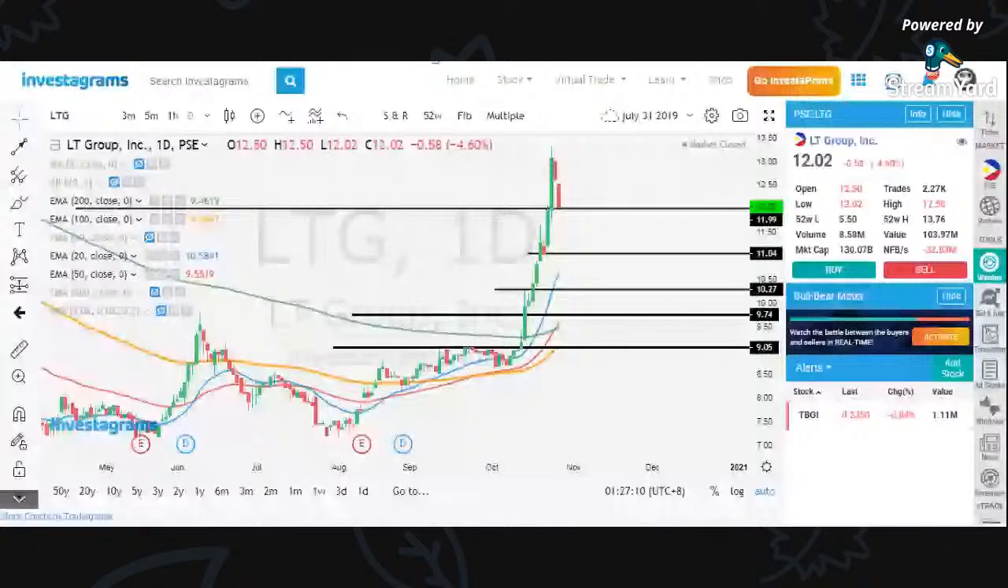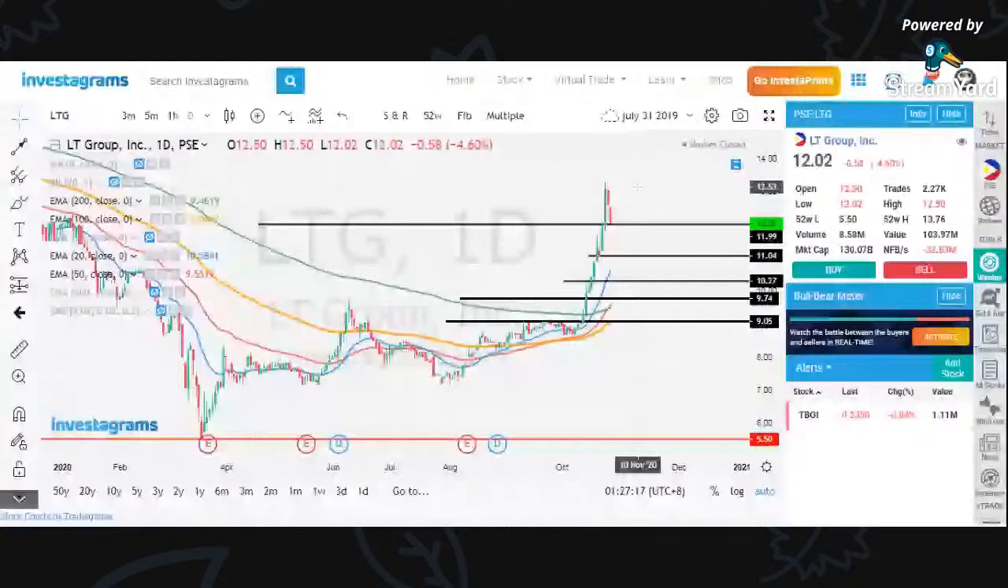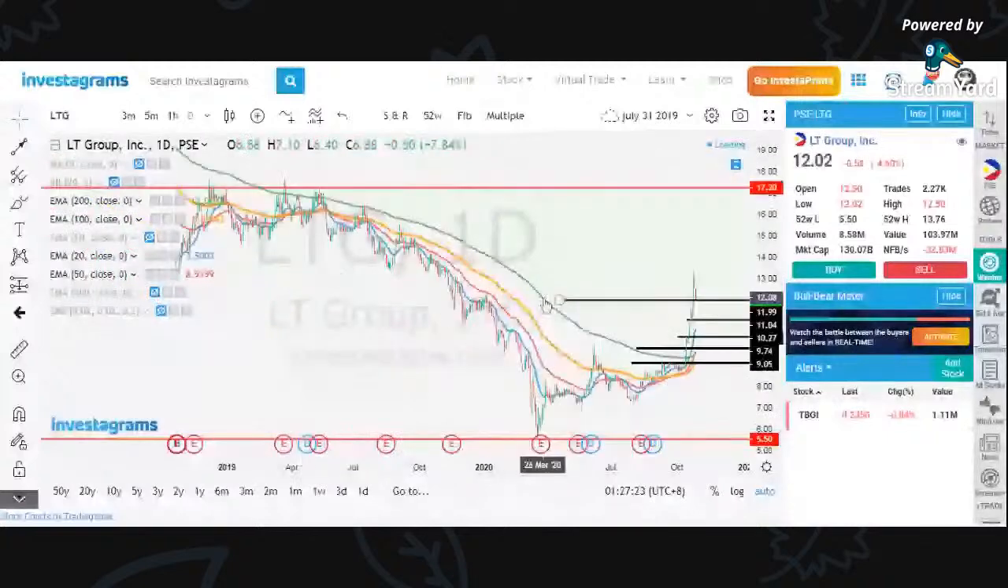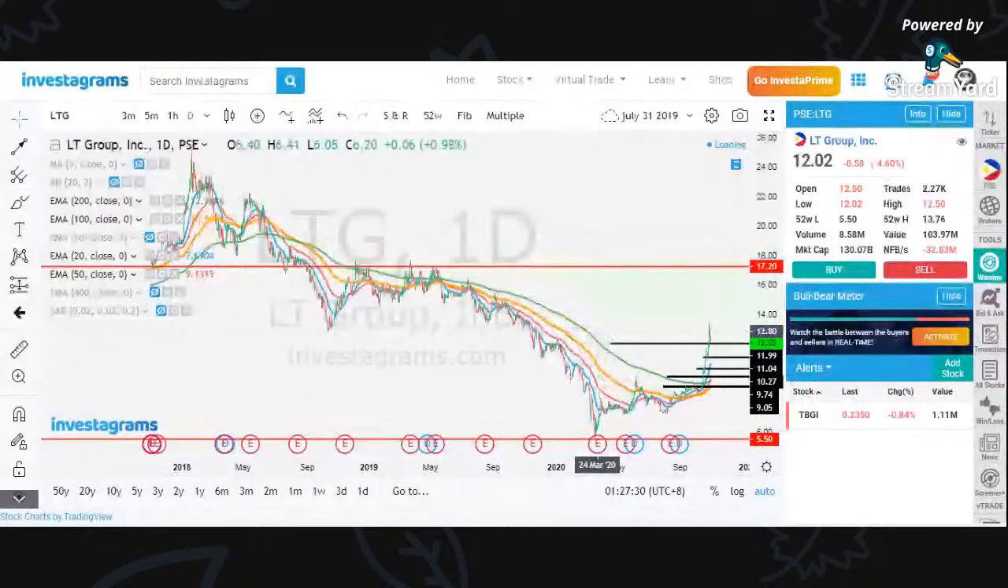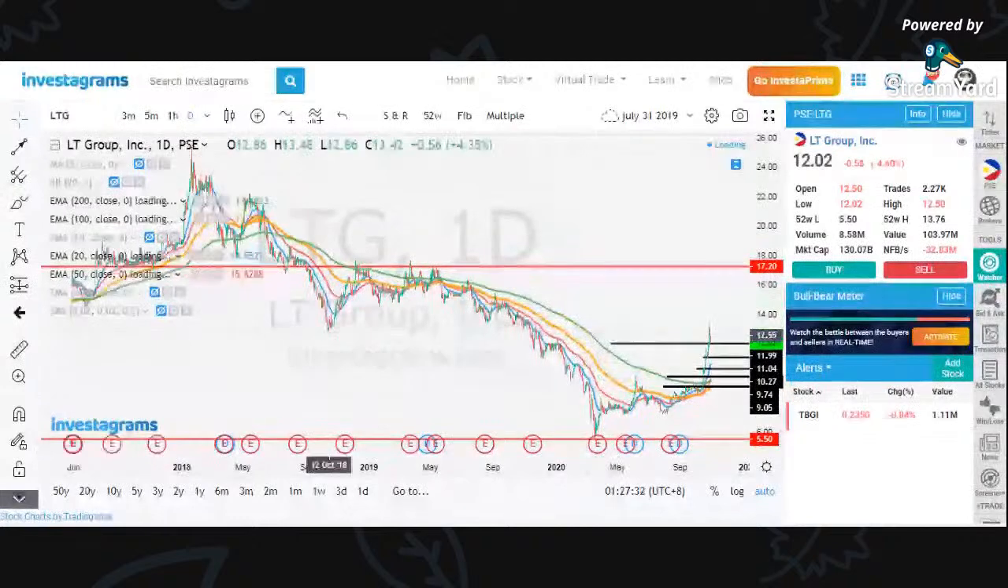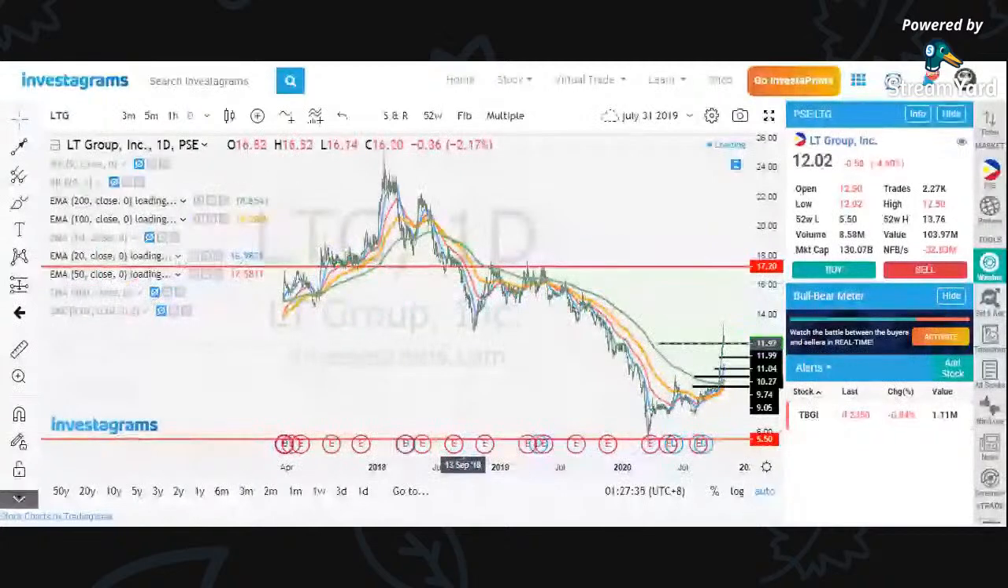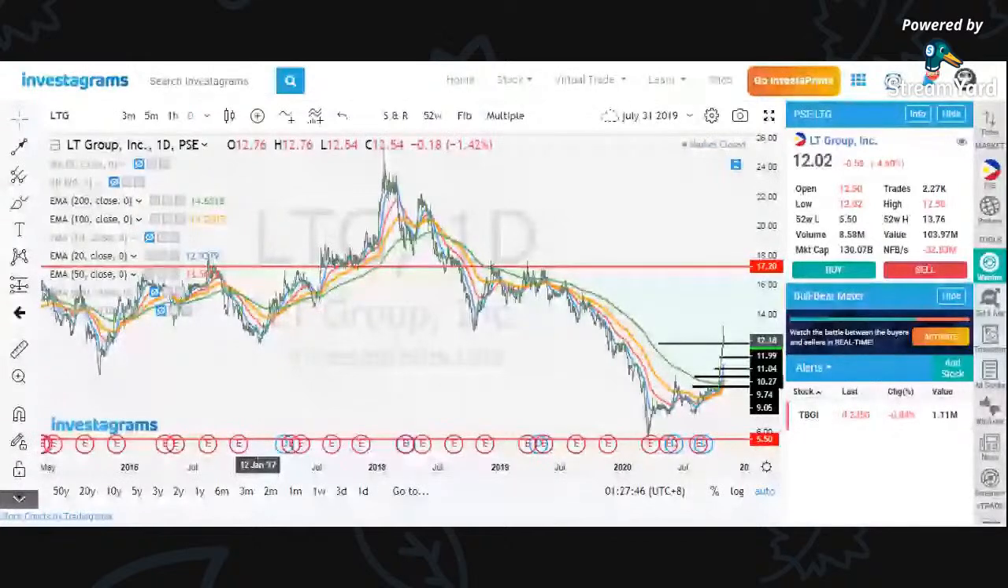So tingnan natin ha. So bakit po ito nagiging support, no? So we will check all the previous price action. So this area, nag-bounce si LTG. So this is the resistance now. So dito nag-bounce, hindi naka-penetrate. So it means this was a resistance support before. So we will see kung mag-hold siya dyan. If not, dito yan sa baba.